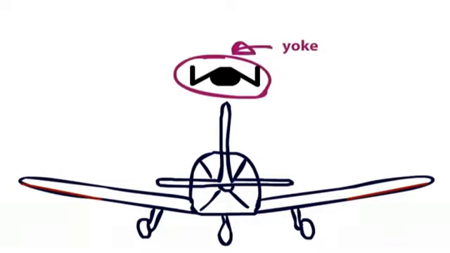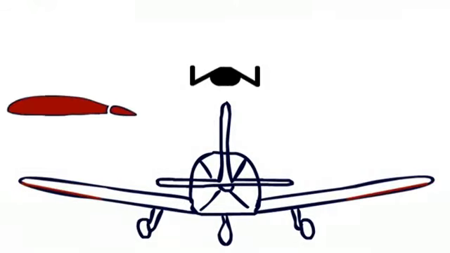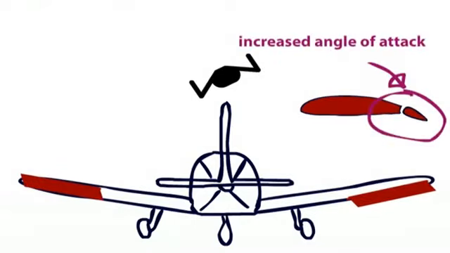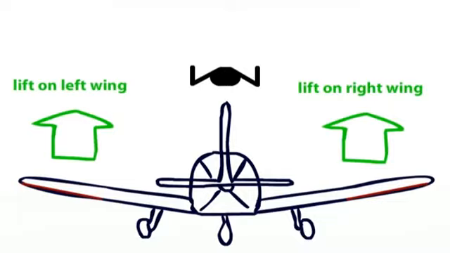An aircraft controls itself in roll using its ailerons, and you control these using the yoke in the cockpit. To roll left, you would move the yoke left, and this will cause the left aileron to move upwards, and the right aileron to move downwards. From the last video, you should remember that an aileron moving upwards decreases the angle of attack, and this will reduce the lift generated by the left wing. On the right wing, the aileron moves down, which increases the angle of attack, increasing the lift on the right wing. This imbalance of lift will cause the aircraft to roll to the left.